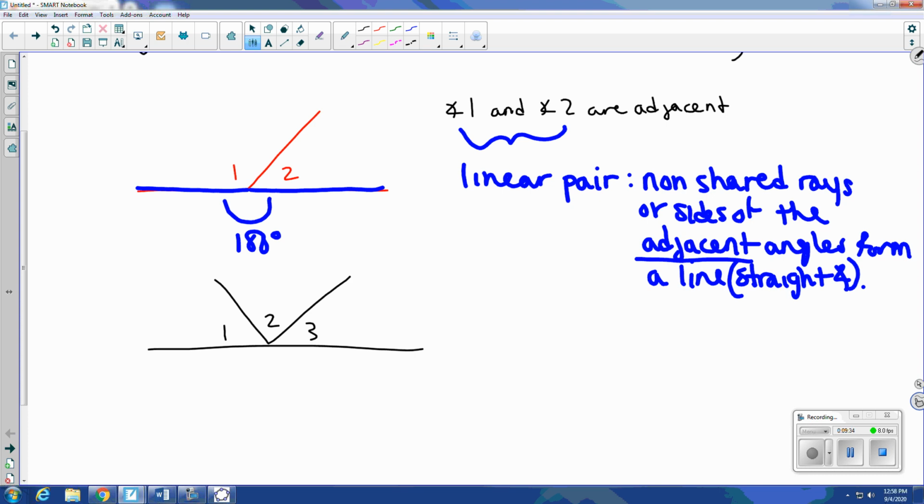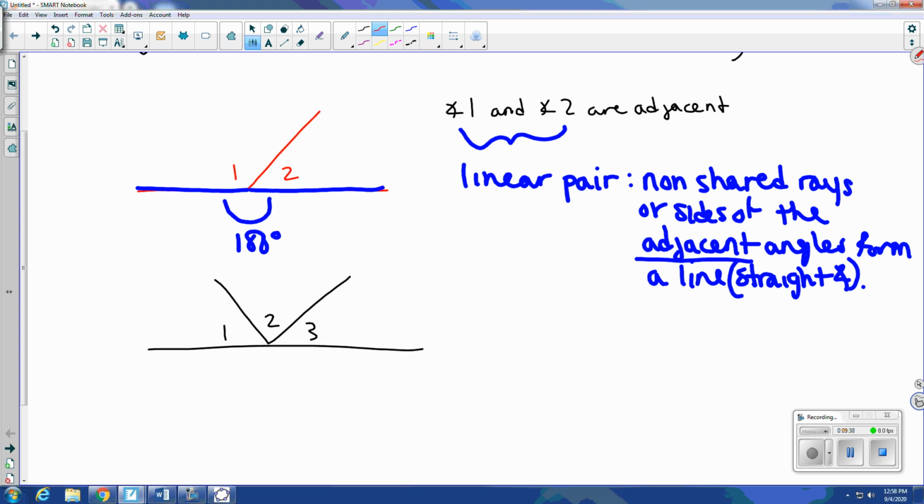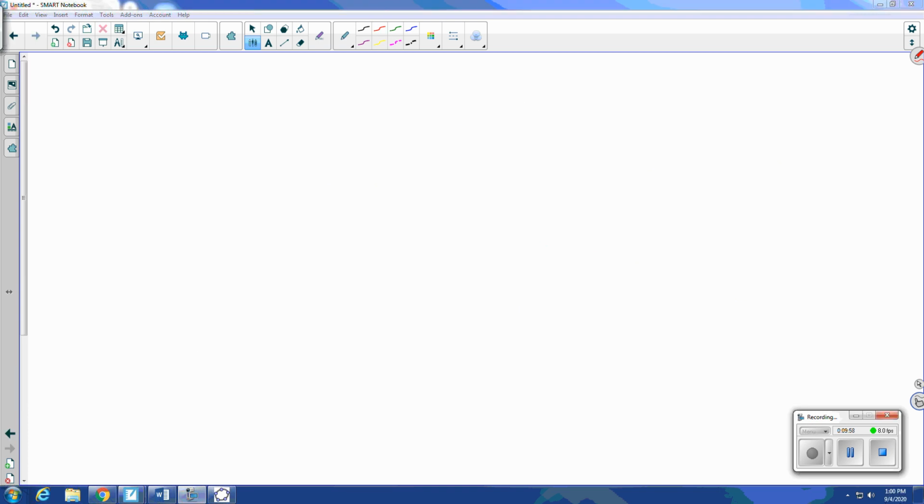Another good way to identify a linear pair, because it's a pair, we know I'm only dealing with two angles. The measures of this linear pair sum to 180 degrees. So that's a good check as well. If you think you have a linear pair, the angle measures should sum to 180 degrees.